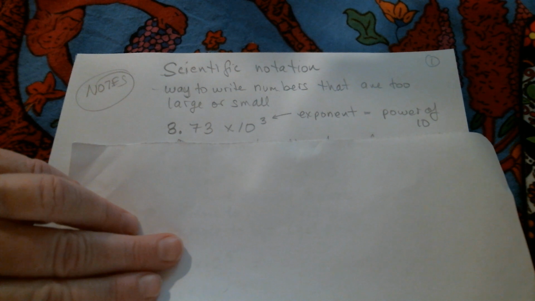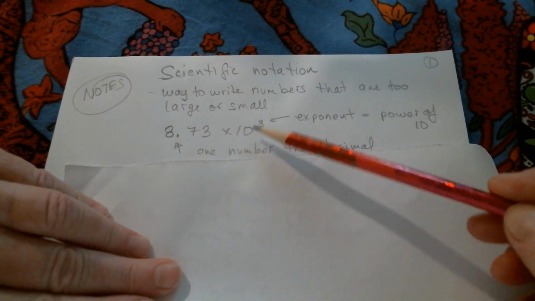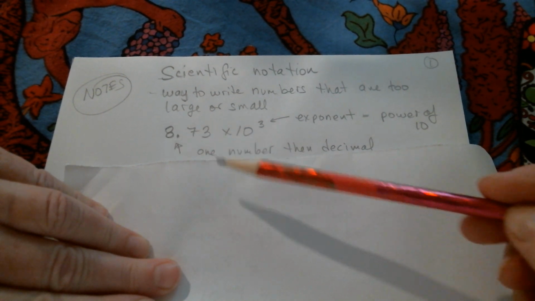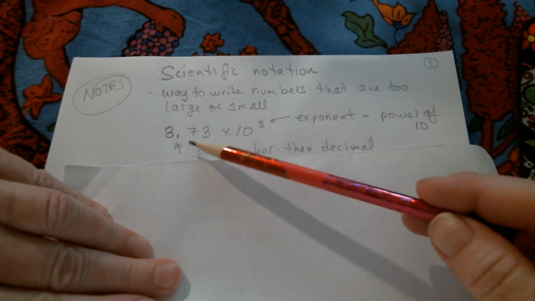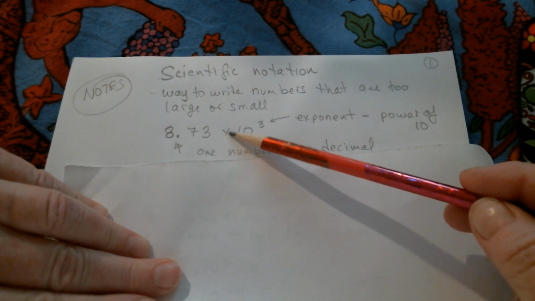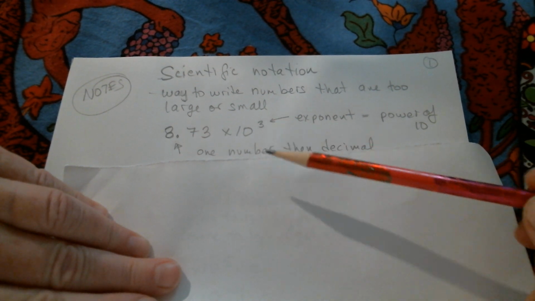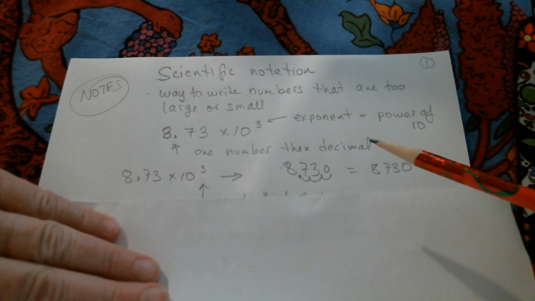Okay, so what we have here is a number, and then we have its exponent. You always have one number and then your decimal, and then the rest of the number. You could have zeros or not. The important part is that you put times 10 to the something. So the exponent is going to tell you what the power of 10 is. All right, so let's try an example.